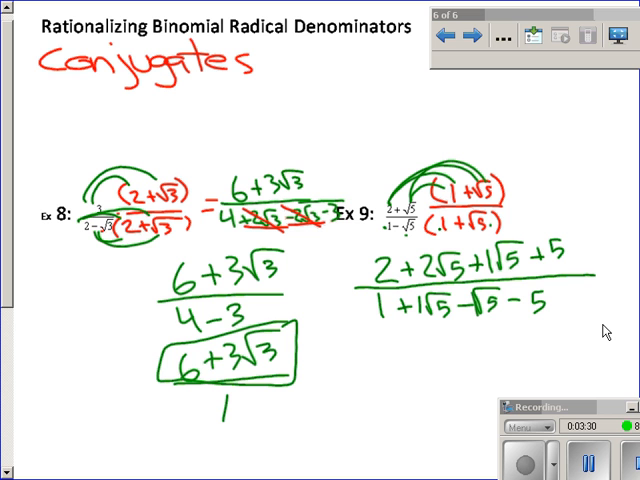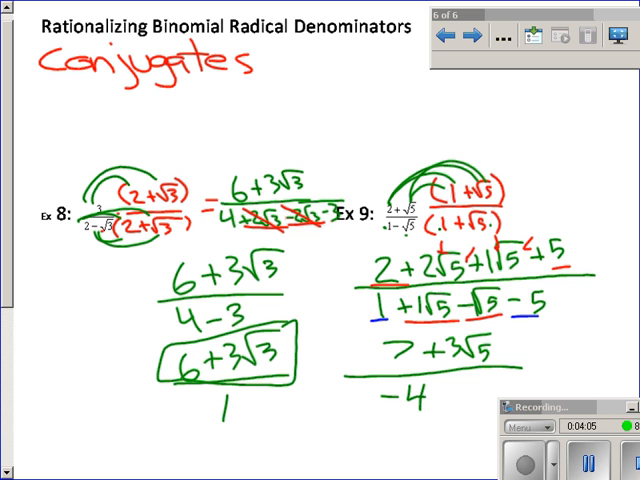So now we're going to look and see if there are any like terms to combine. On the numerator, we have 2 and 5. Well, 2 plus 5 is going to give us 7. We also have like radicals here because they have the same index and same radicand. So 2 root 5 plus 1 root 5 equals a positive 3 root 5. Now we're going to go to the denominator and look for like terms. We've got a 1 and a negative 5. 1 minus 5 is negative 4. And again, if we did things right, these middle two terms should be conjugates. They should be the opposite of each other. Positive 1 root 5 and negative 1 root 5 cancel out. So this is our final answer.